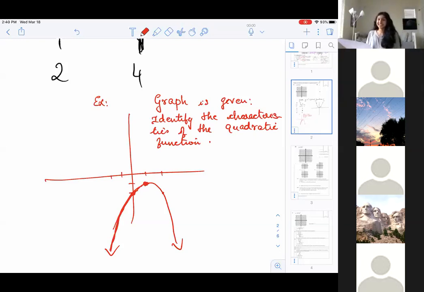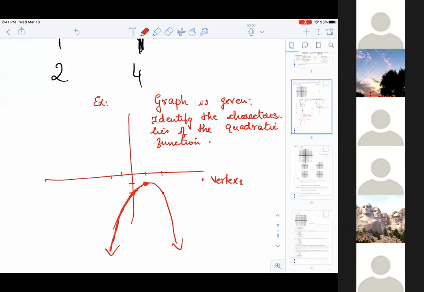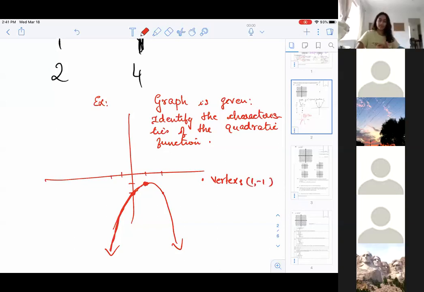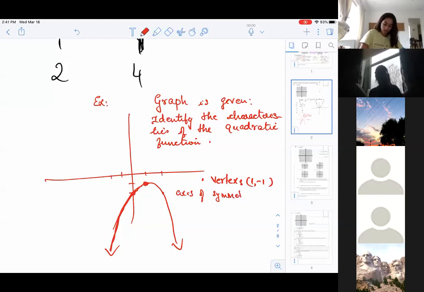Sorry. All right. So I gave you guys a graph. You guys have to identify all the characteristics. When I say characteristics, I want you to start with the vertex. What is the vertex, from what you understand from my graph? 1, -1. That's correct. The next thing is the axis of symmetry. X equals 1. Very good, because it has to be a line, okay? So you have to tell me an equation. You cannot tell me 1. You have to say x is equal to 1. This is the axis of symmetry.